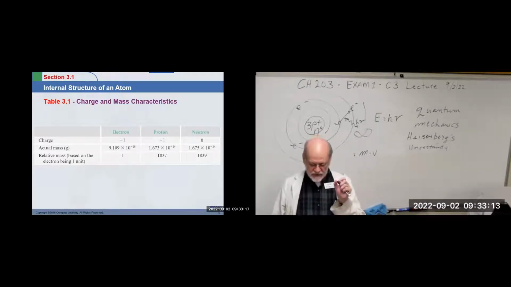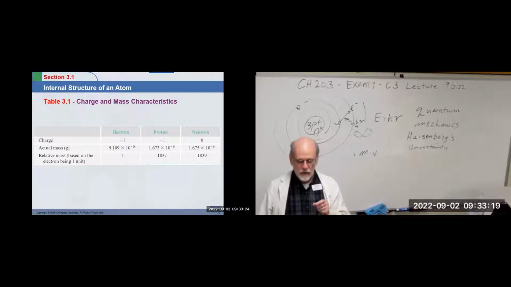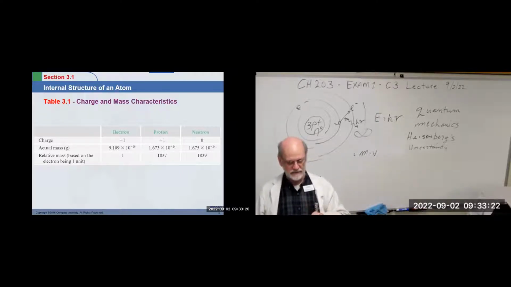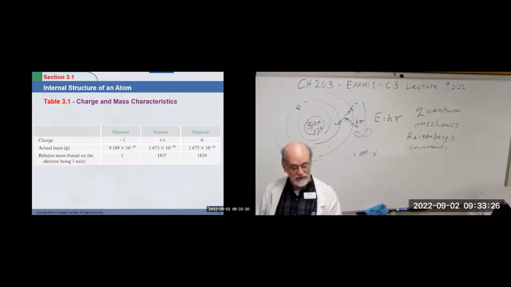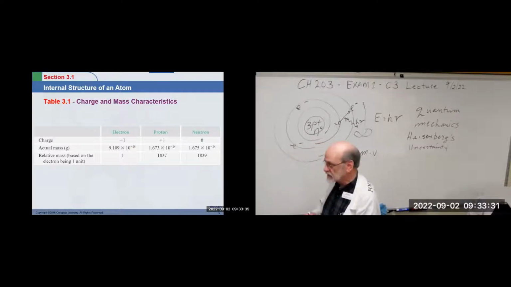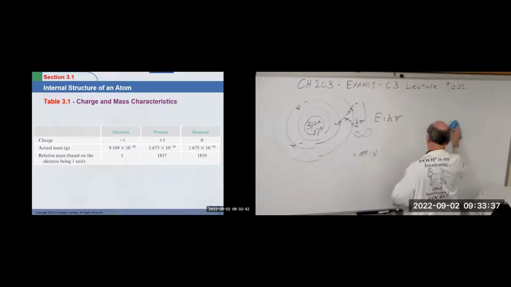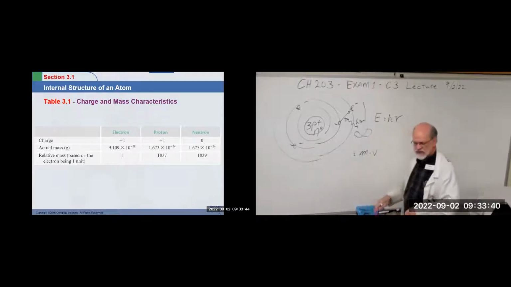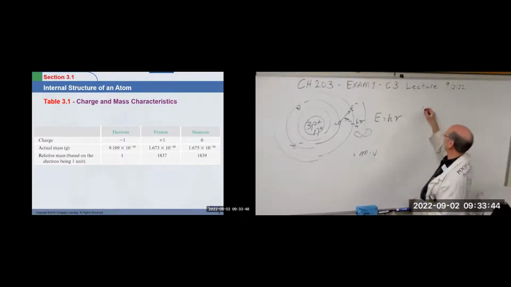But the key point here is look at the difference in the electron and the proton. Focus on the powers of 10. Okay? The power of 10 for the electron is minus 28. The power of 10 for the proton is minus 24. So in the sciences, we have a phrase called order of magnitude.